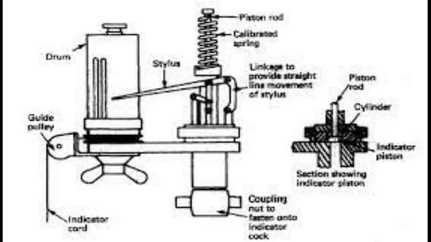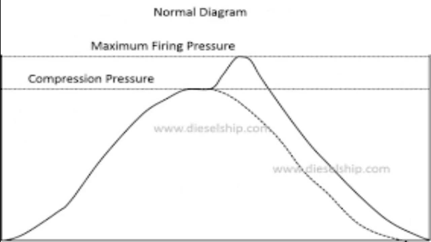On the diagram, you can see the parts of the indicator, and this diagram shows the maximum firing pressure and compression pressure taken from the indicator itself.